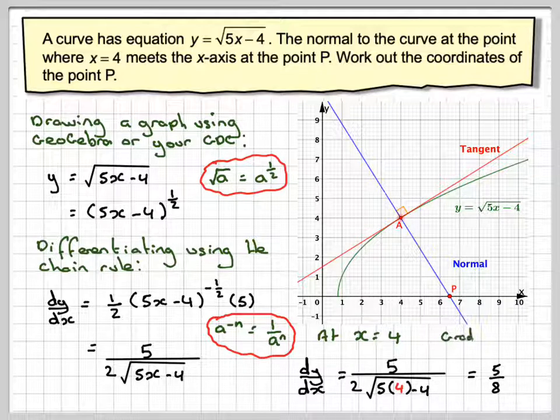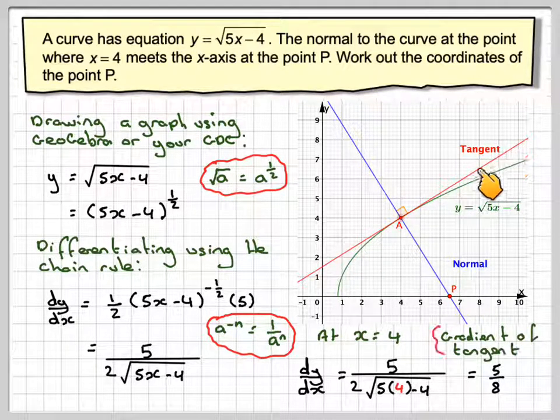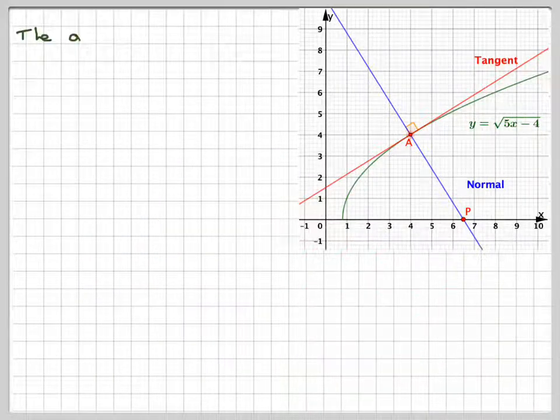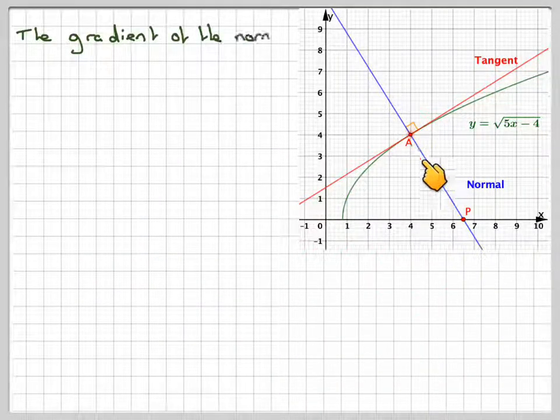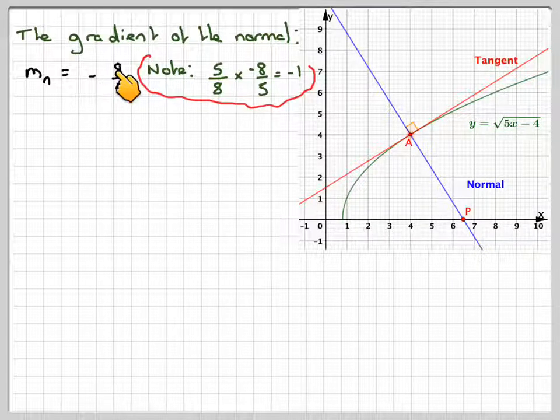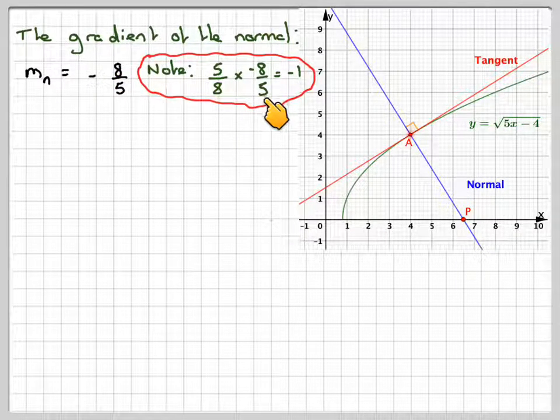Now you need to remember that this gives me the gradient of the tangent. What I need to be able to do from that is find the gradient of the normal. So the gradient of the normal is perpendicular to the tangent. If this is 5 over 8, then the gradient of this one will be minus 8 over 5. The reason being that 5 over 8 times minus 8 over 5 is minus 1. This is the condition for perpendicular lines.